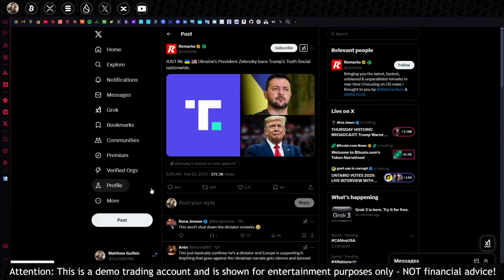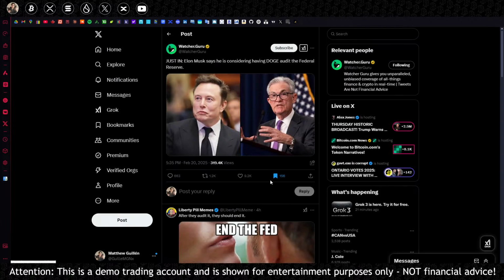Zelensky now has banned Trump's Truth Social platform nationwide in Ukraine. If you're in Ukraine, you can't access Truth Social. That's pretty funny. A little act of defiance there.